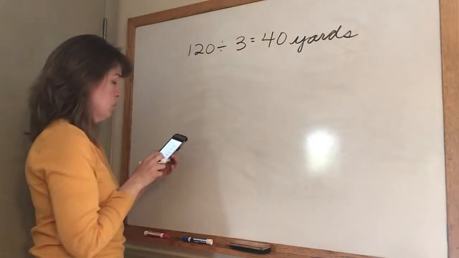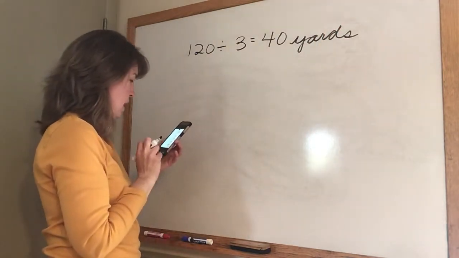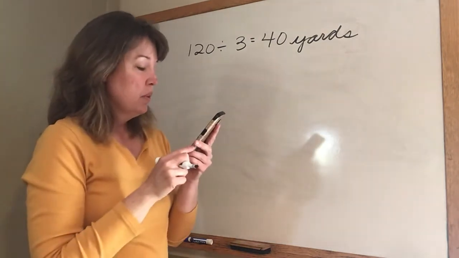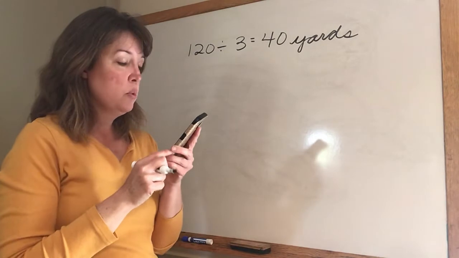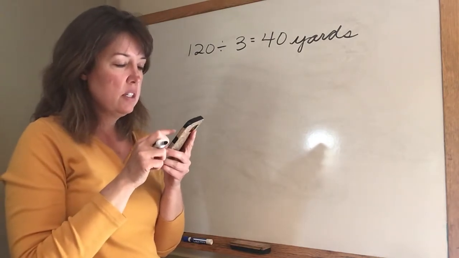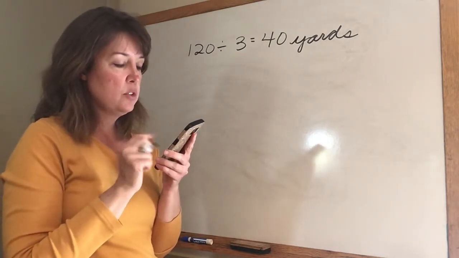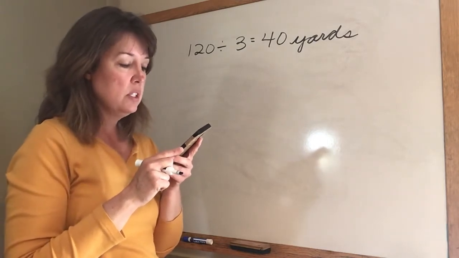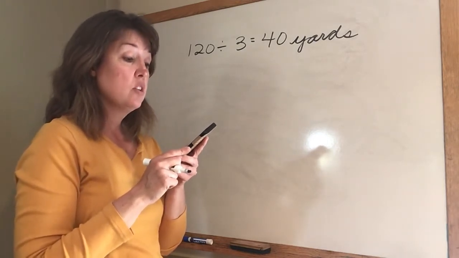Okay, number 6 on the back. Oh, number 1 on the back. So we've got Amelia baked 24 cookies and Gianna baked 32 cookies. If the cookies are equally divided among 20 students, how many cookies will each student receive?